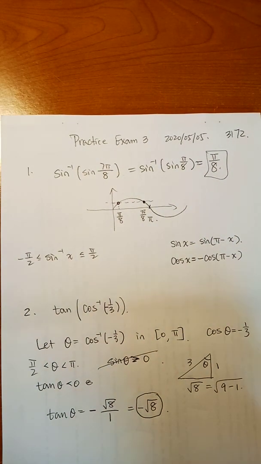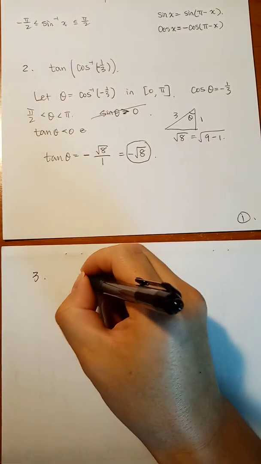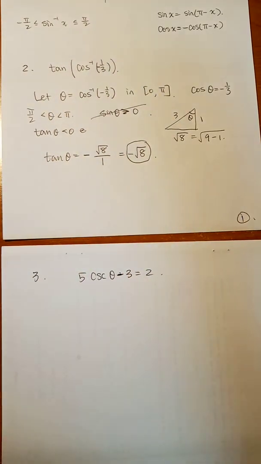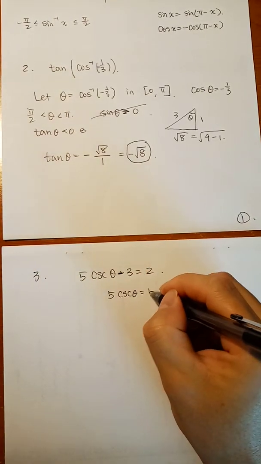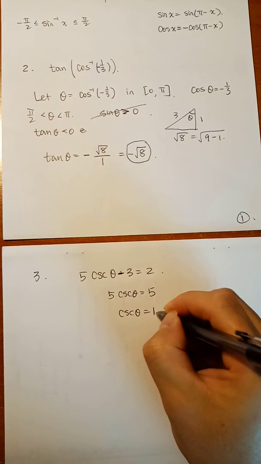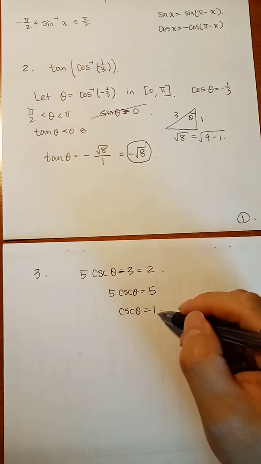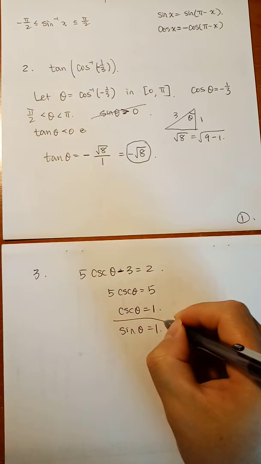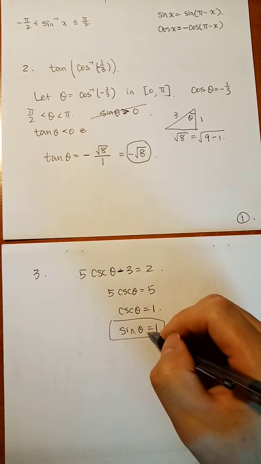Third, solve the trig equation 5 cosecant theta minus 3 is equal to 2. So you move 3 to the other side, 5 cosecant theta is 3 plus 2, which is 5. Cosecant theta is equal to 1. Once again, we are not very familiar with the cosecant. We are familiar with its reciprocal. You flip both sides, and you get sine of theta is equal to 1. This is not the answer. It's the condition. We don't start from the original equation. We start from here.